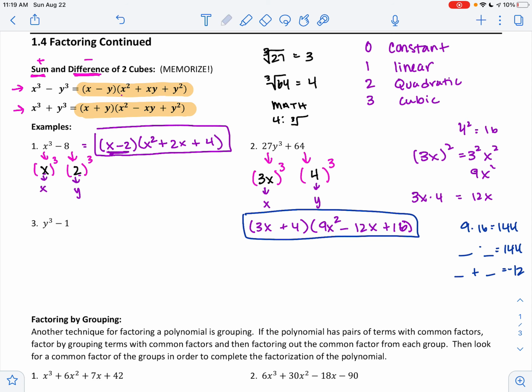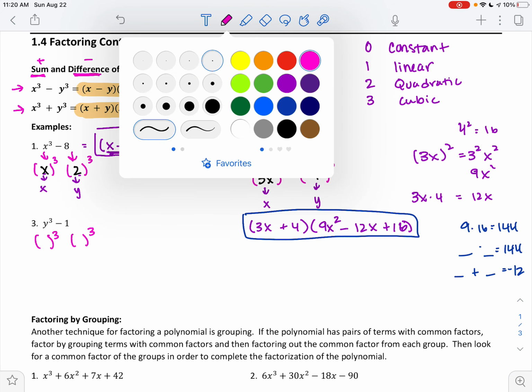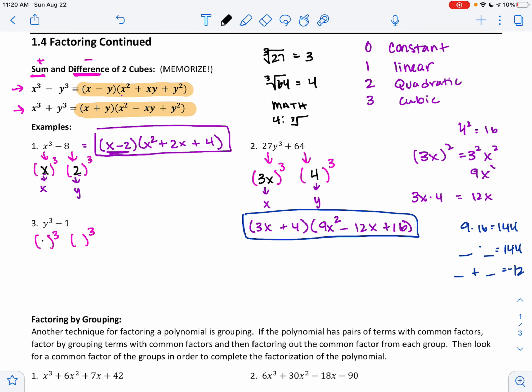Let's try example 3. Here I have a difference. I know that because I'm subtracting. So I'll be using this top rule here. Now I need to figure out what is being cubed in this first term and what is being cubed in the second term. Well, let's see. It looks like y cubed is y cubed and 1 cubed is 1.